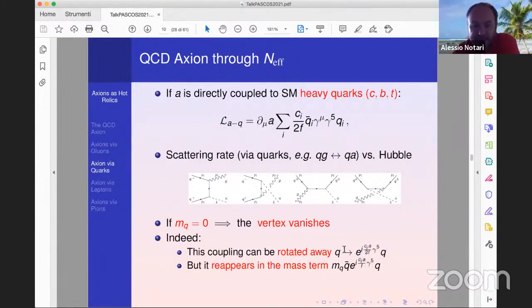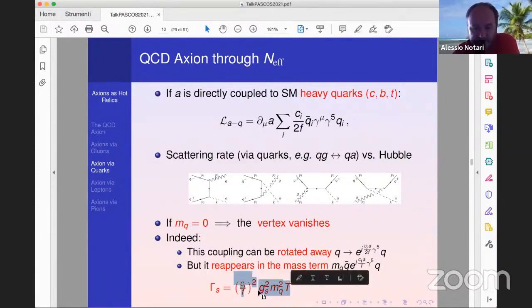And therefore that completely disappears, but it actually reappears in the mass term of the quarks. Therefore, the vertex is actually proportional to m_q, right? So that tells us that the rate must be proportional not only to the coupling, which is C over F squared, but also to the quark mass squared, and also to g_strong, which is the coupling here.